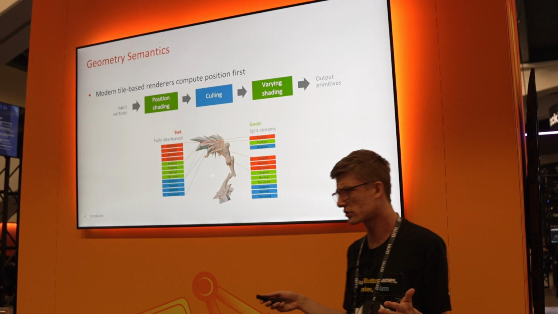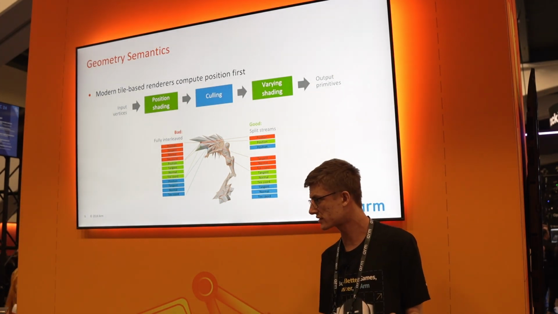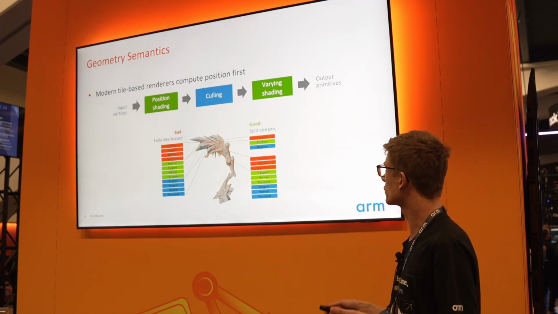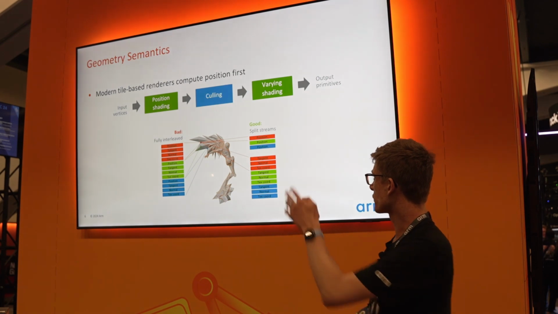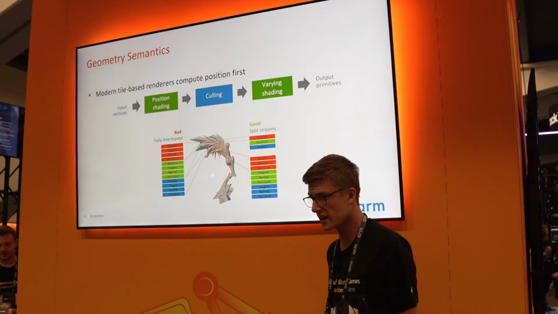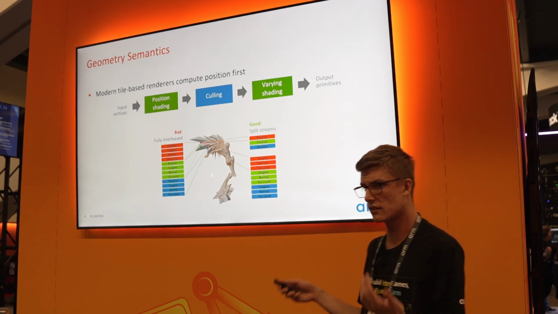Now we're going to take a quick detour. I'm going to talk about some geometry semantics, and I'll show you how that relates to Mali Offline Compiler in a second. So modern tile-based renderers compute position first. So what this means is you have your input vertices, you do your position shading, you then do your culling, and then you do your varying shading before you get your output primitives.